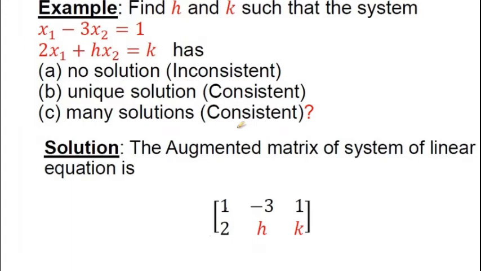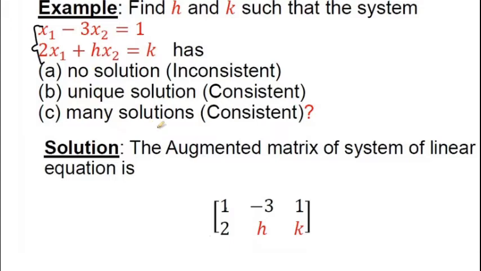We have an example in which we have to find h and k such that the system has no solution, a unique solution, and many solutions.